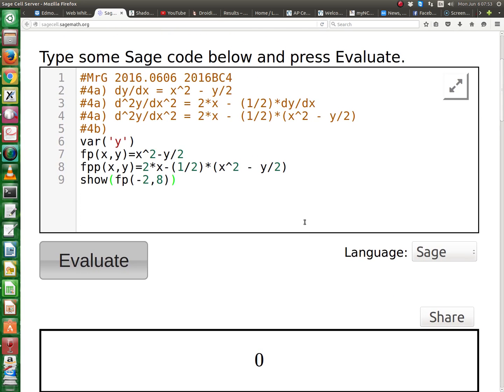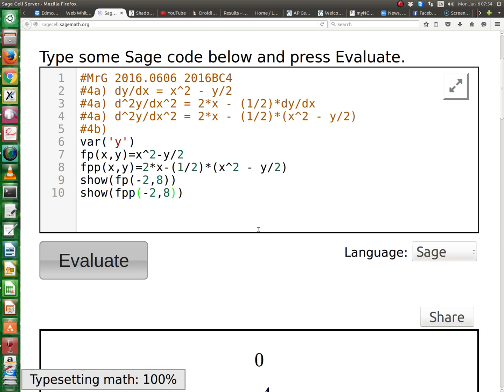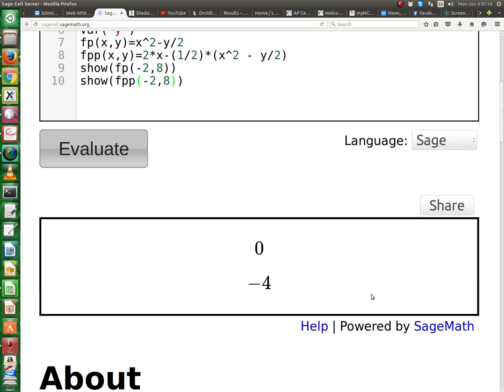So now what did we say? Where we have a critical point, if the derivative is 0, then if the second derivative is positive, we have a min, or if the second derivative is negative, we have a max, right? All right, so let's evaluate the second derivative. Show f double prime at negative 2, 8. And it's negative. Aha! So what does the second derivative test say about this?